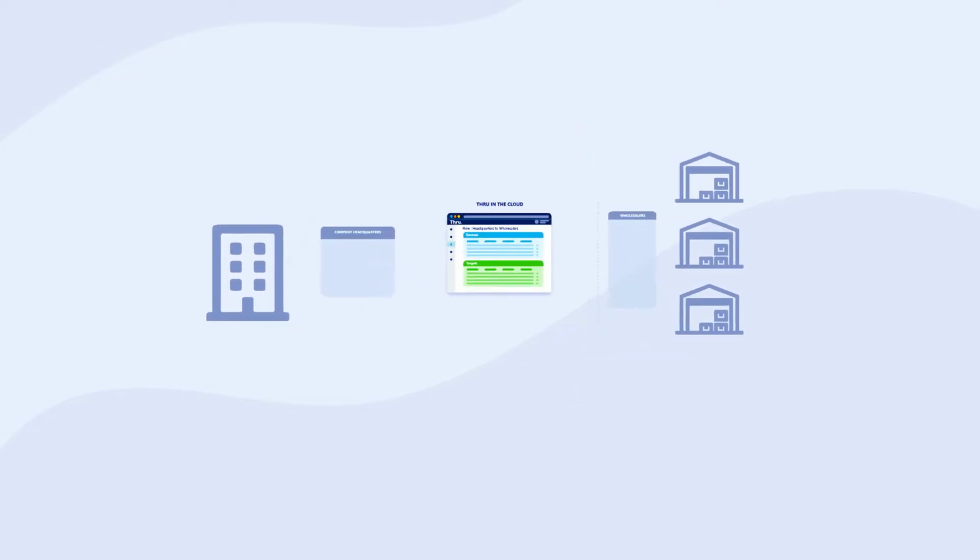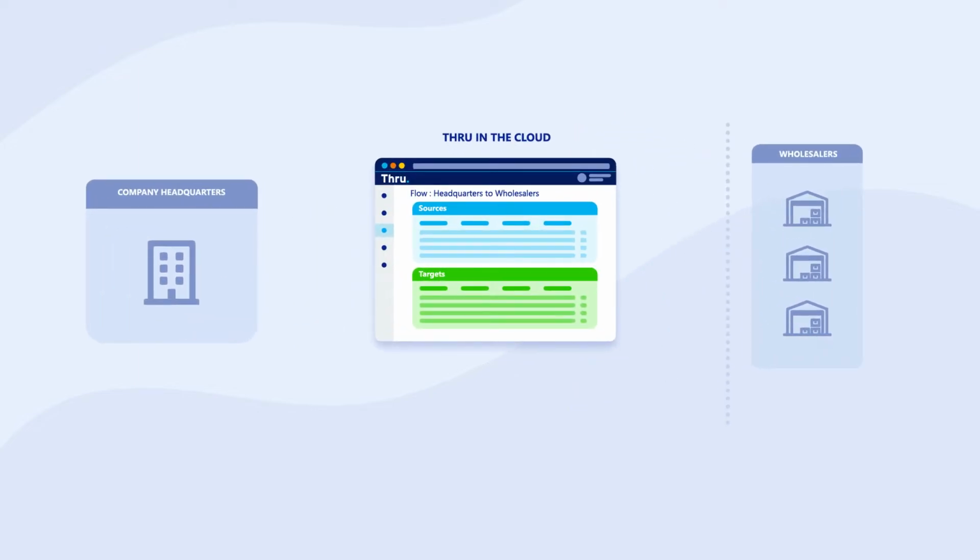In this example, the company has a supply chain with wholesalers, who each has its own warehouse management system. On a monthly basis, the company's headquarters need to send data files to each partner wholesaler for product updates. The company is using Through as its managed file transfer cloud service.